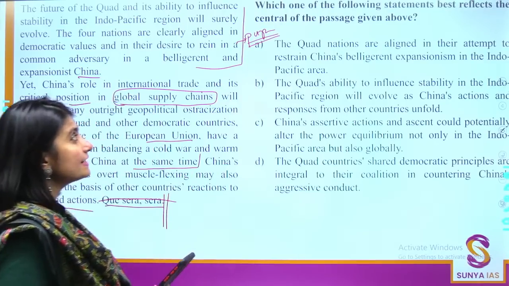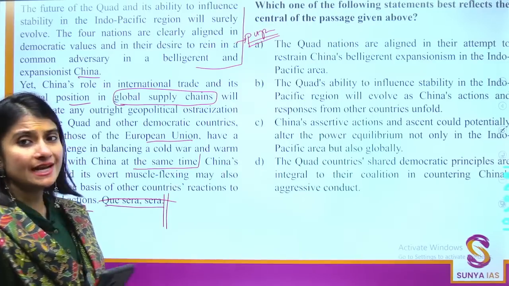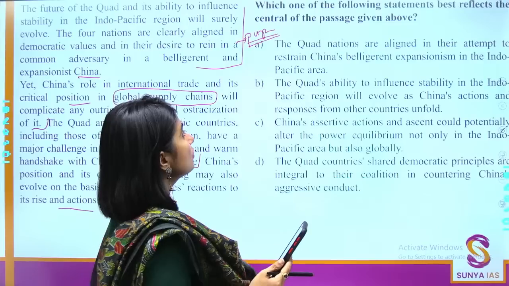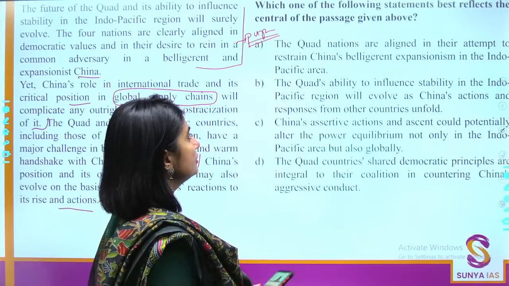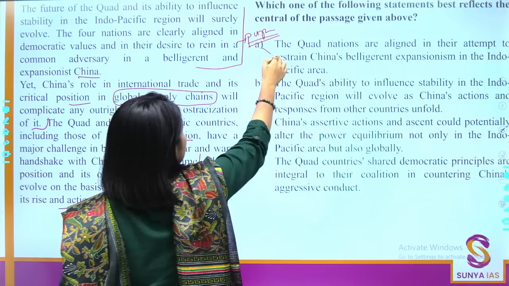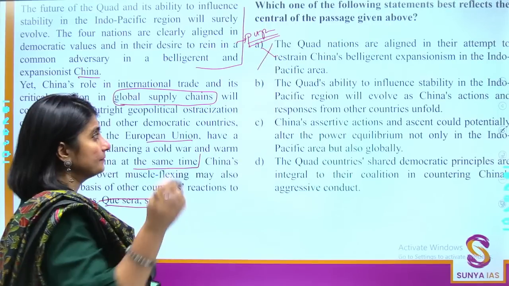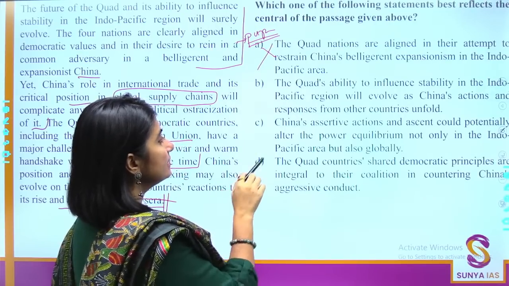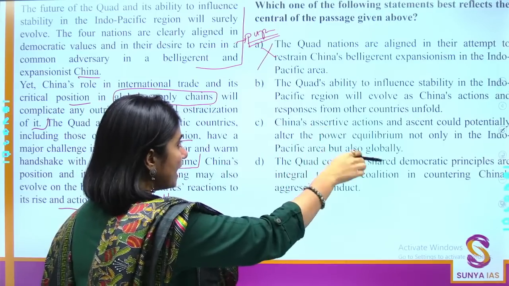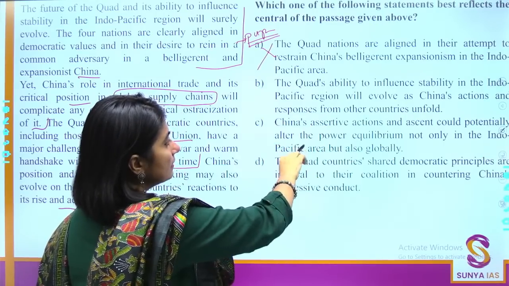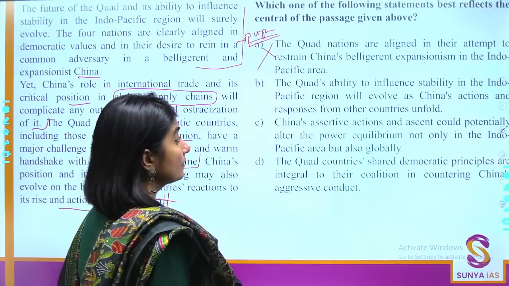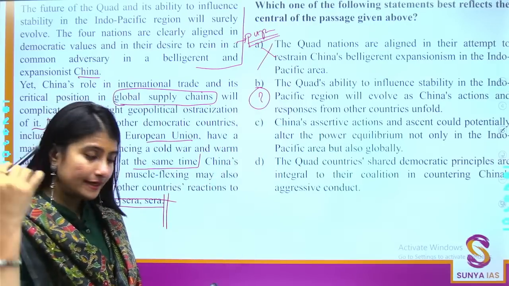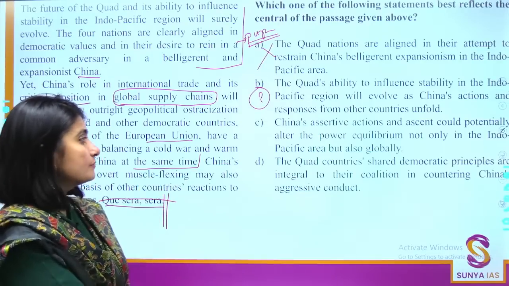Lot of you have started writing the answer, and let's understand how did you eliminate the other options. A. The Quad nations are aligned in their attempt to restrain China's belligerent expansion in the Indo-Pacific region. Peripheral idea, for sure. Aage. The Quad's ability to influence stability in the Indo-Pacific region will evolve as China's actions and responses from other countries unfold. Okay, let us put a question mark. It at least gives the entire picture. Let's look for other options.